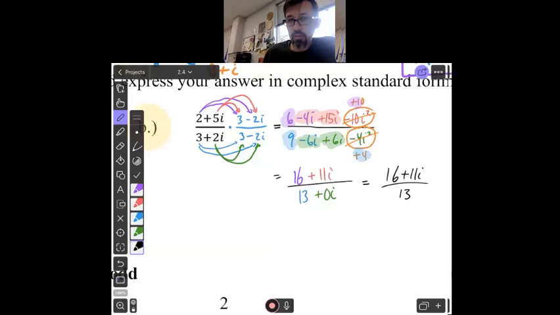The last thing we should be checking is if this problem can be reduced, right? As a fraction, can you reduce your fraction? 16 plus 11i divided by 13. Those don't share anything, right? So there's nothing reduced there. So we're done.